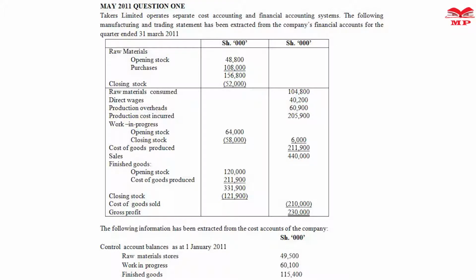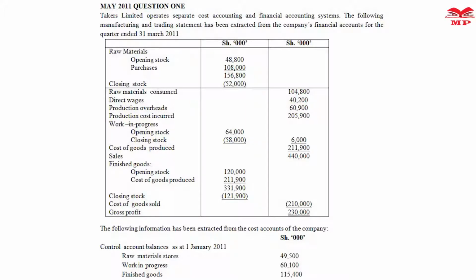Cost of goods purchased or produced: cost of goods produced 211,900, total 331,900. Closing stock deducted 121,900. Cost of goods sold 210,000 and gross profit 230,000.